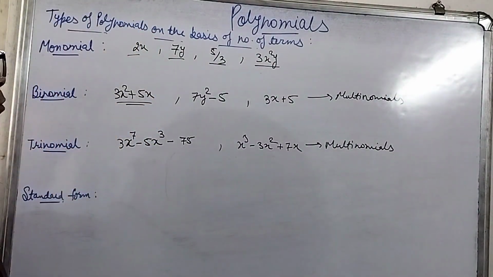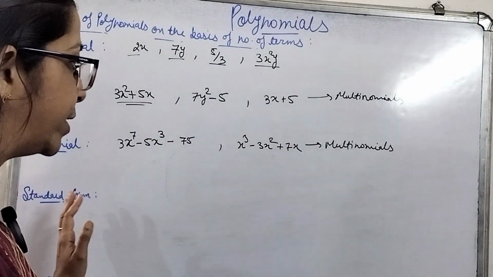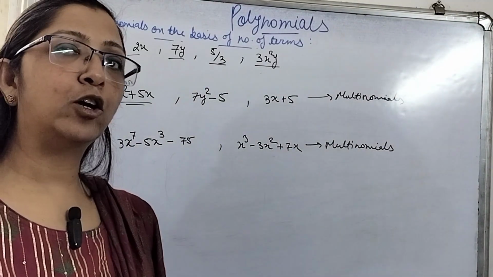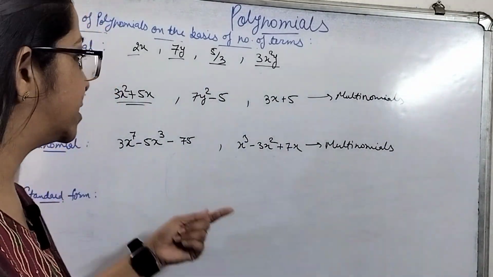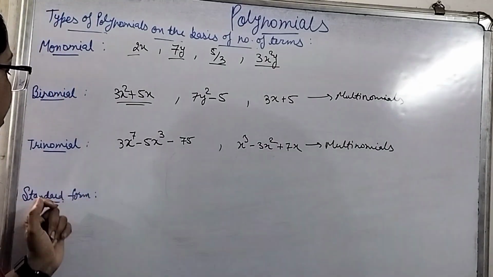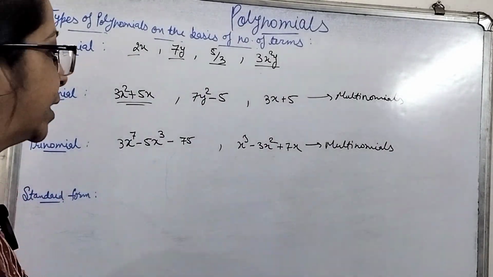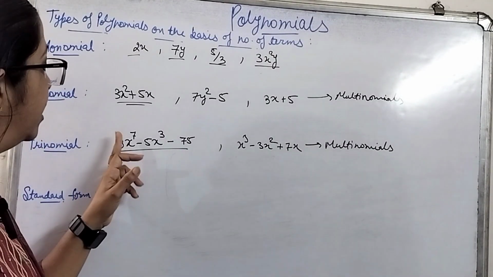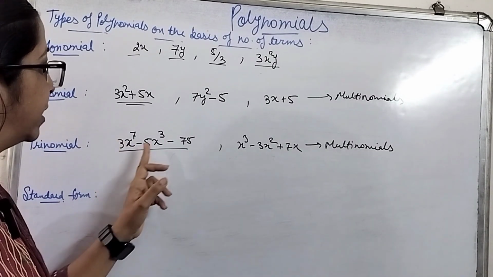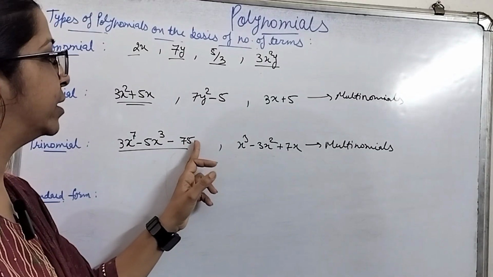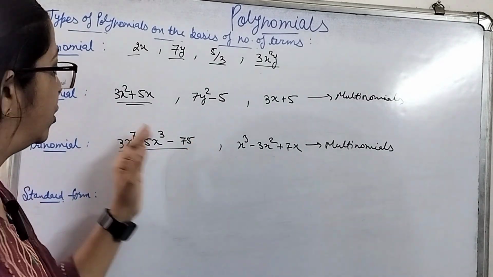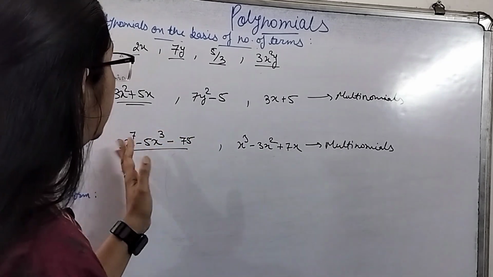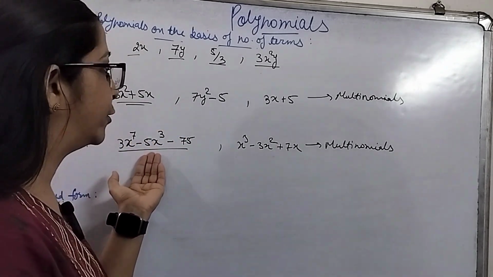Now, what is the standard form of writing a polynomial? Whenever we arrange the variables in ascending order or descending order, then such a representation is known as standard form. Like if I write 3x⁷ − 5x³ − 75, this is in the standard form because here first x raised to the power 7, then x raised to the power 3, then we can say x raised to the power 0. So the powers of x are decreasing, it is in descending order. So this is in its standard form.